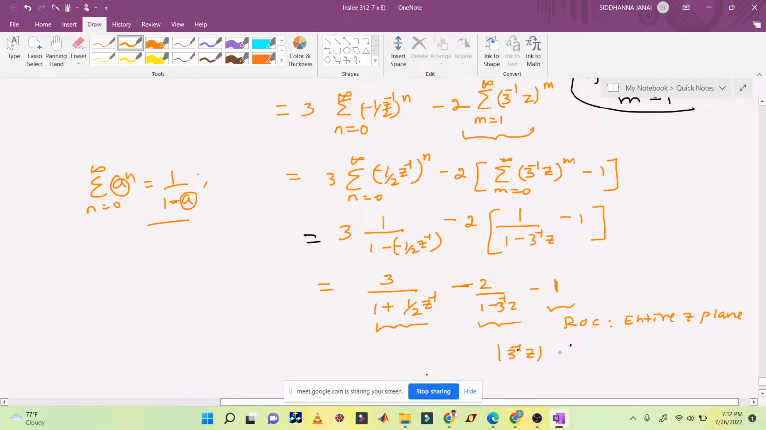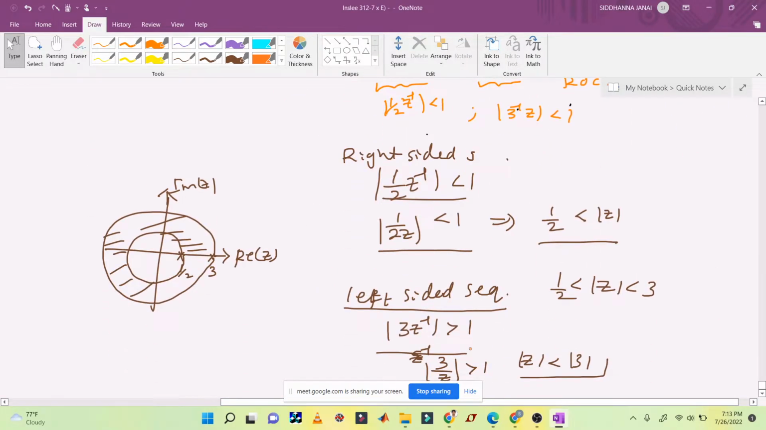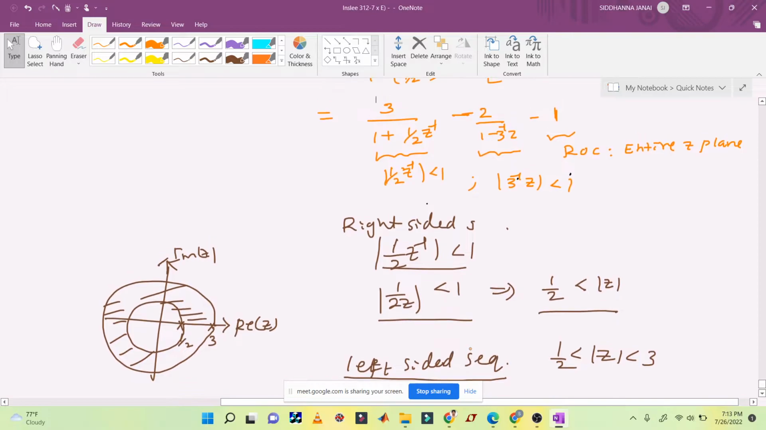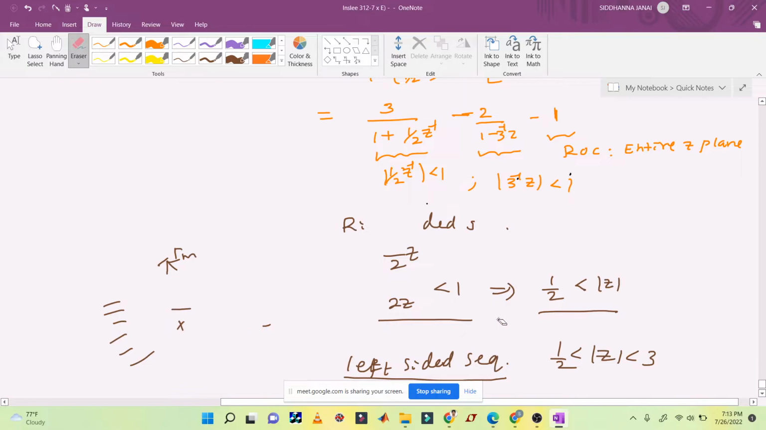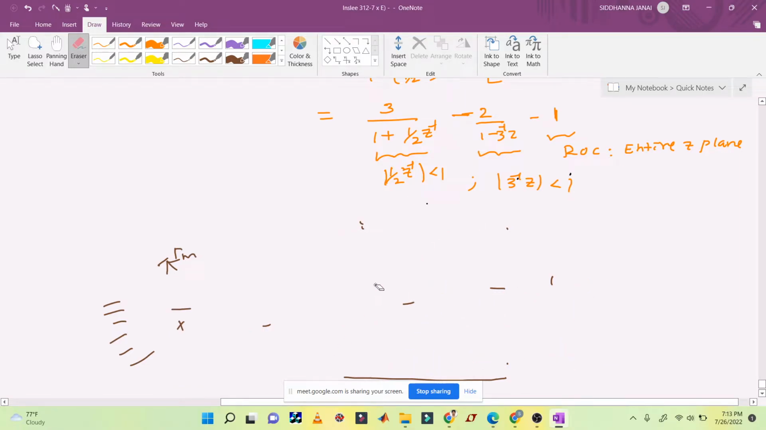is less than 1. This is the ROC. Okay, and here the ROC is magnitude of 1 by 2 z inverse less than 1. So directly from a right sided or left sided sequence you can write.